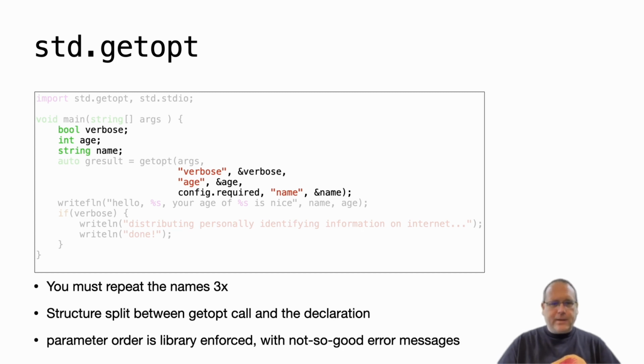So having that all spread apart and having to follow, okay, where does this stuff go? That's a problem. And finally, the parameter order is library enforced. So you notice this config.required in there. What that says is that the name argument is required. You can't run the program unless you have specified the name argument, and that's enforced by getopt. However, there's no real requirement to have that config flag attribute to the following option. That's all defined by the getopt function. You have to read the documentation to understand that.